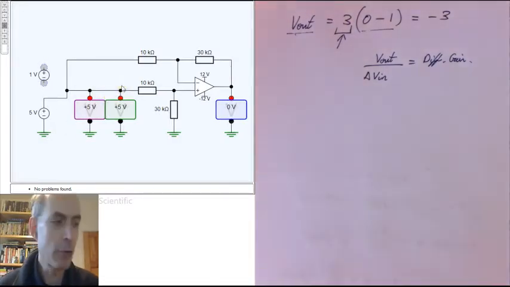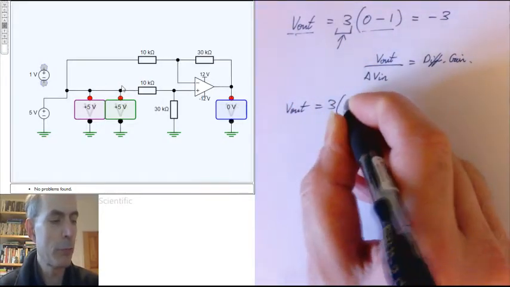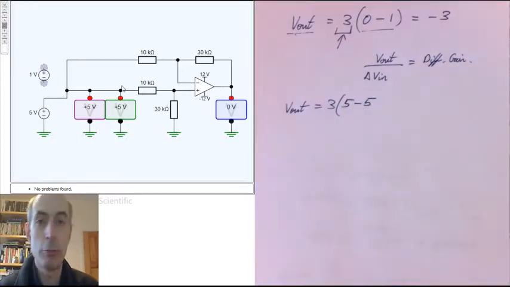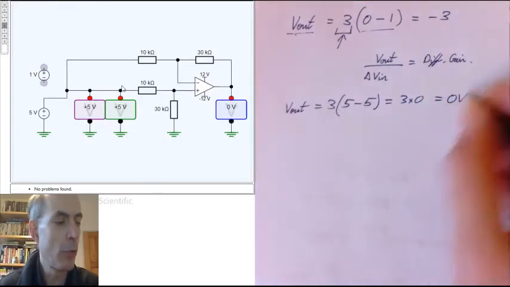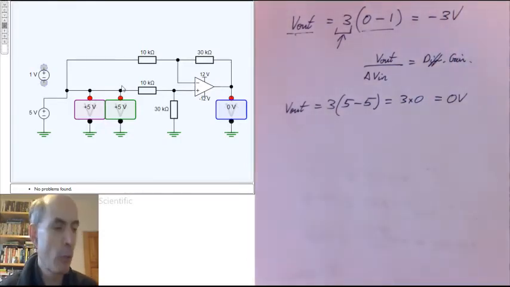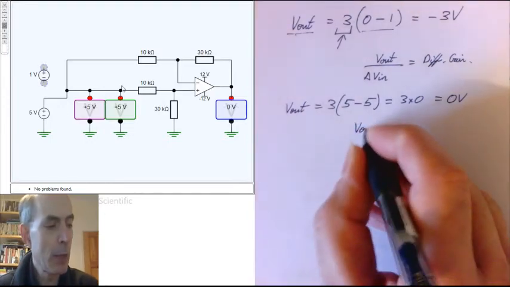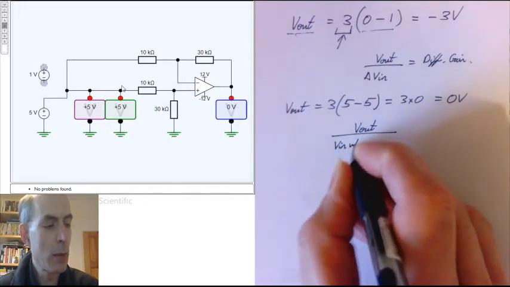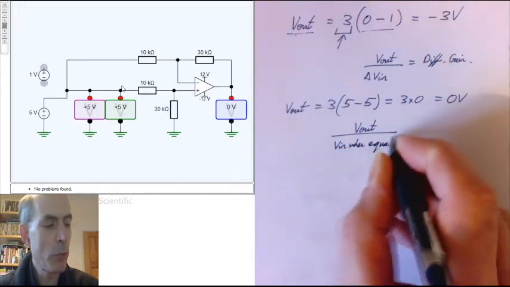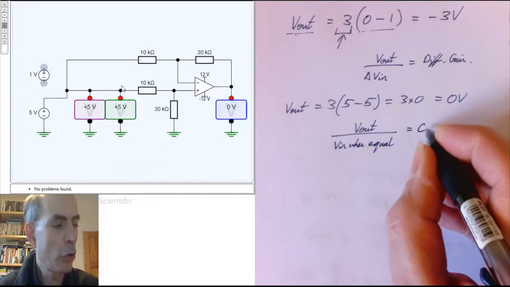It's a perfect differential amplifier, so our output now is 3 times the difference between our two inputs, both of which are at 5 volts, so that's 3 times 0, which is 0 volts. And our output is 0 volts. If it wasn't 0 volts, then we could define a common mode gain as the output divided by V in when both of those two inputs are set to the same value, and we'll call that the common mode gain.